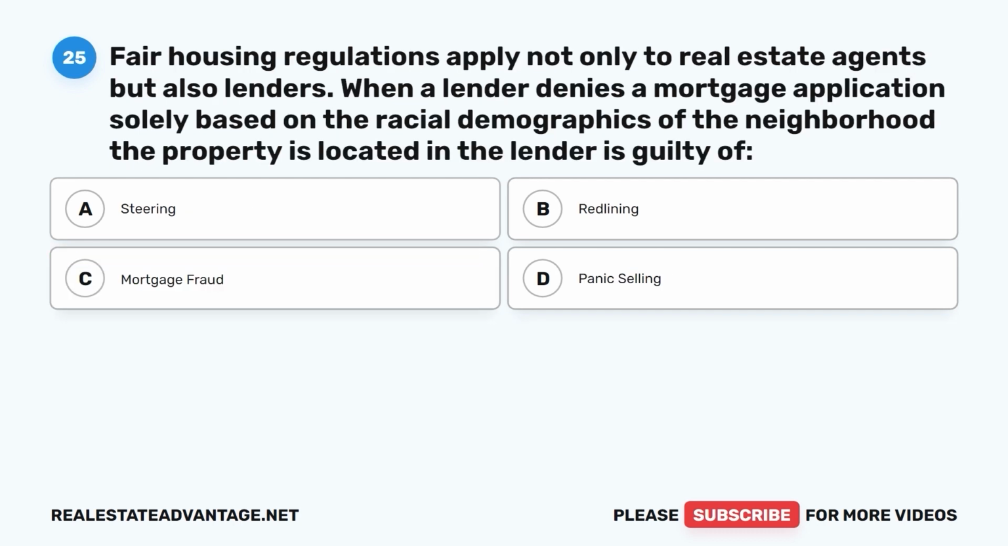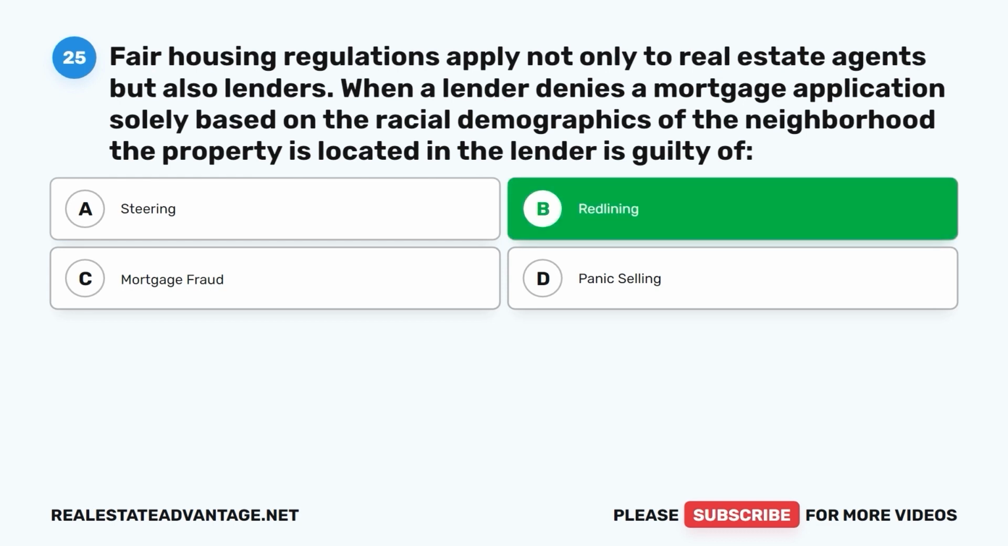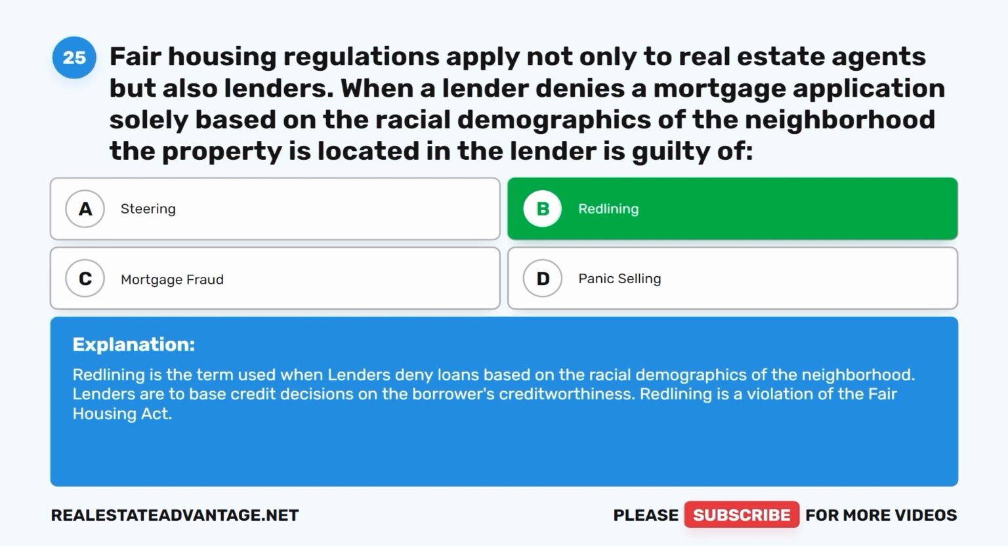Question 25. Fair housing regulations apply not only to real estate agents but also lenders. When a lender denies a mortgage application solely based on the racial demographics of the neighborhood the property is located in, the lender is guilty of A. Steering, B. Redlining, C. Mortgage fraud, D. Panic selling. The correct answer is B. Redlining. Redlining is the term used when lenders deny loans based on the racial demographics of the neighborhood. Lenders are to base credit decisions on the borrower's creditworthiness. Redlining is a violation of the Fair Housing Act.